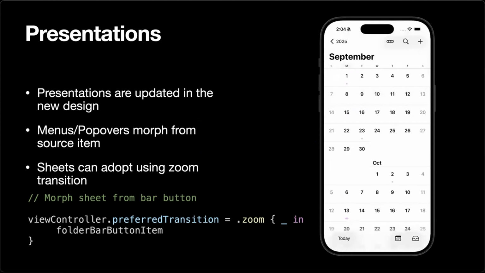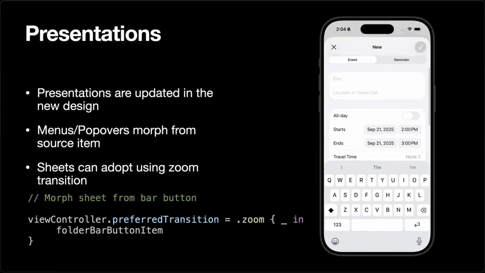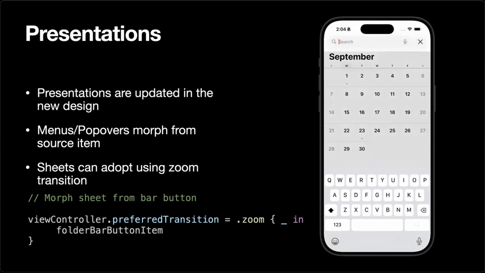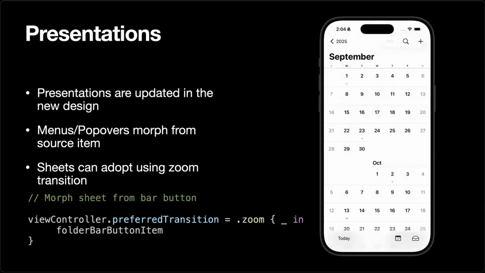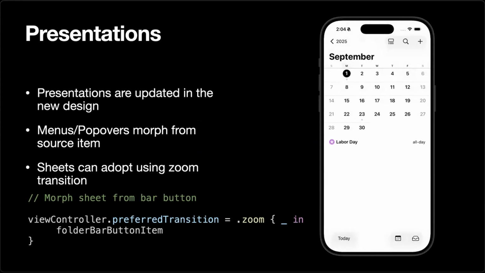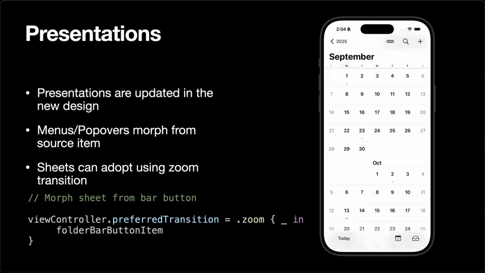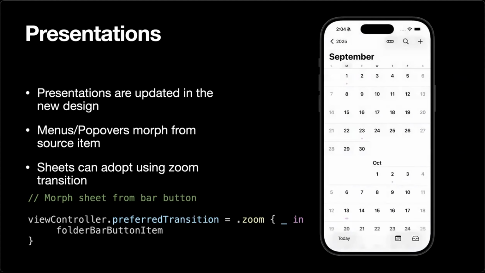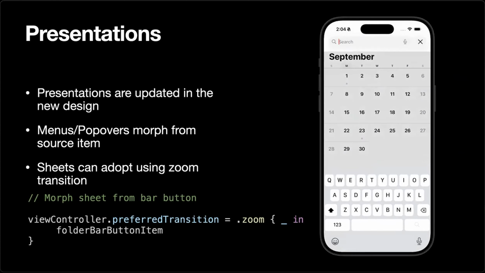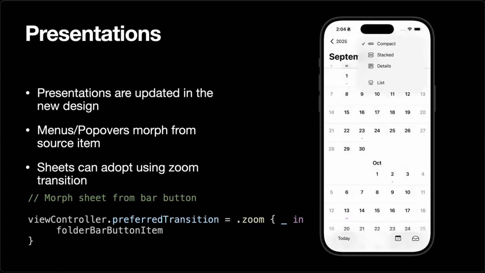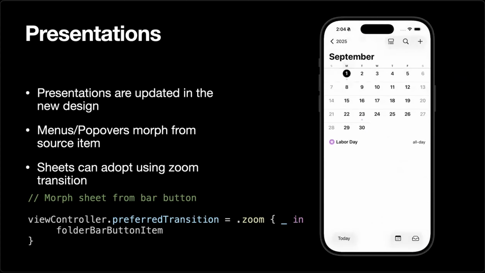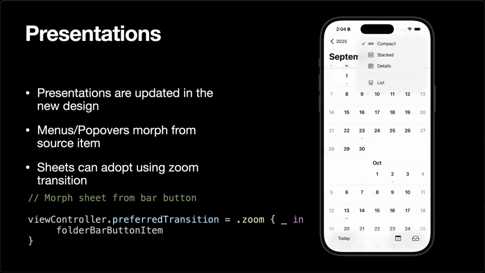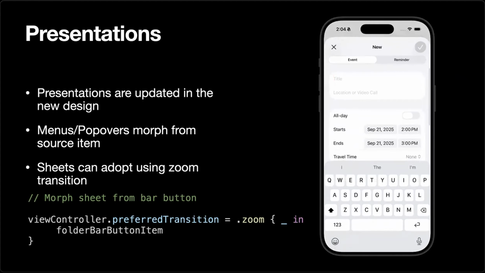Presentations are new. If you're using UIMenu, this is more or less automatic, what you saw at the initial part of the video. And the idea is that the source item now morphs into the presented thing. So you can kind of see how I tap the button and then the menu morphs out of the button that I tapped. They've improved the zoom animation, so you can specify the source item to improve that transition where the item kind of morphs into the presented thing.